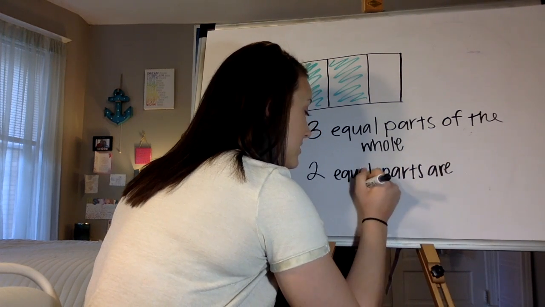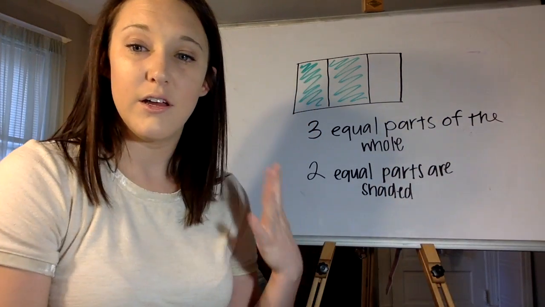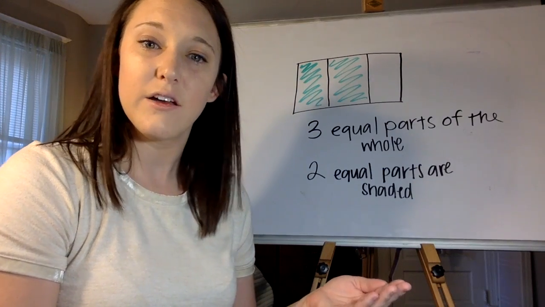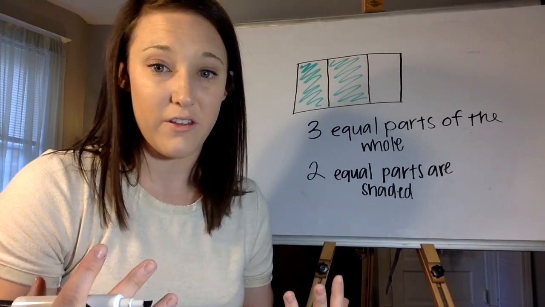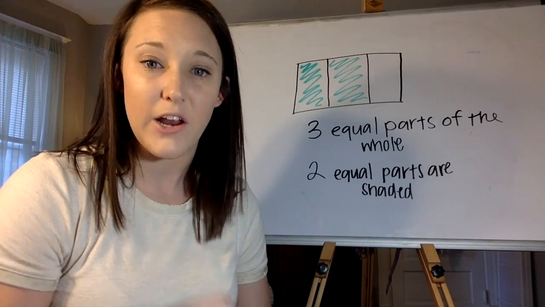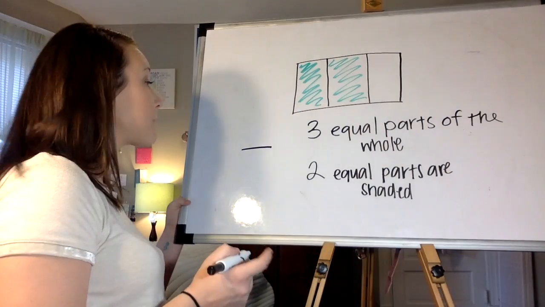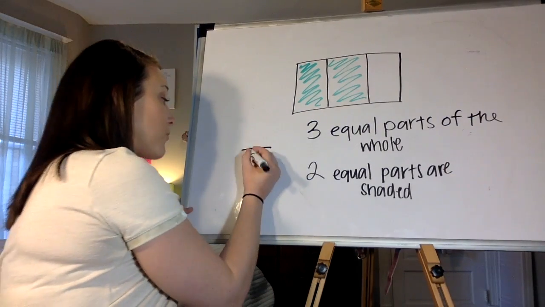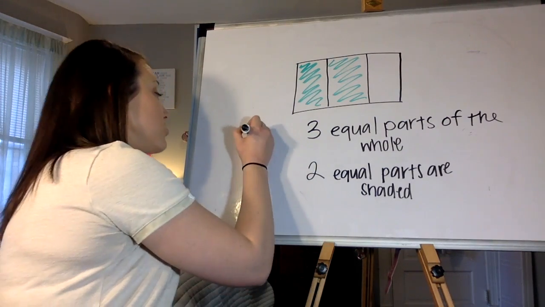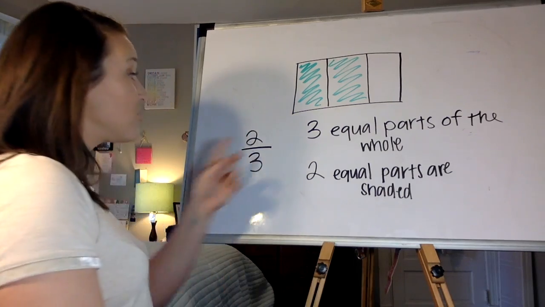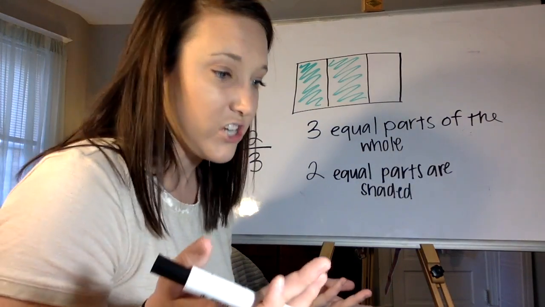Now we have to write this as a fraction. But the book kind of tricked us because remember, the denominator are the equal parts of the whole. How many equal parts are there? So we actually answered the denominator first. So I'm going to go ahead and draw my fraction bar right there. Equal parts of the whole, how many do we have? We have 3. How many equal parts are shaded in? 2. Our fraction for this rectangle is 2/3. 2/3 of the rectangle is shaded.